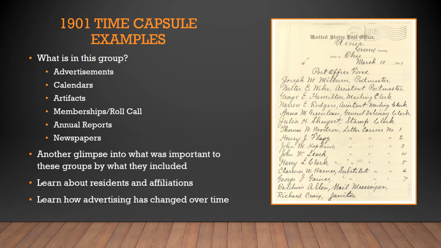There's also an annual report from the Soldiers and Sailors Orphans Home in Greene County. Did anyone even know that there was an orphanage here in Greene County? It was actually an orphanage for children of former military members, and it was located on Home Avenue, Route 68 in Xenia, and today it actually is now the Legacy Center if you're familiar with Greene County.